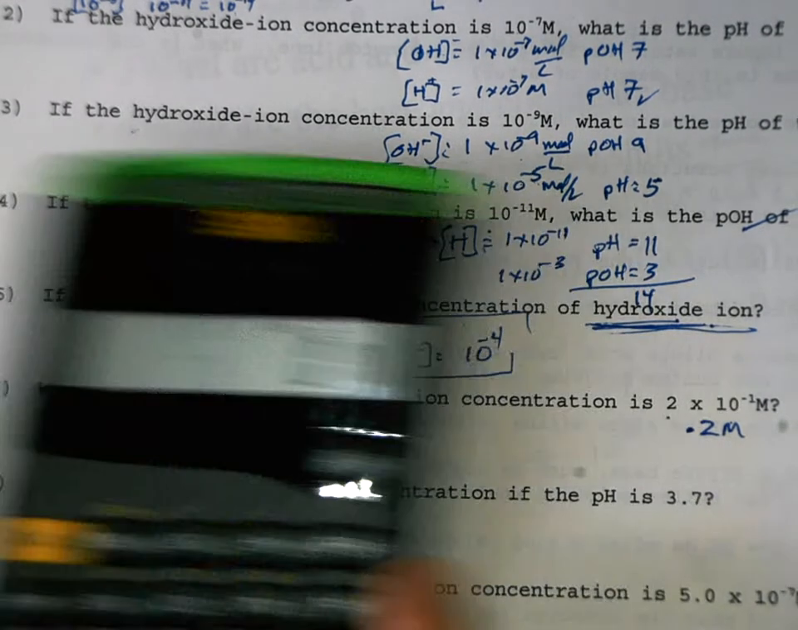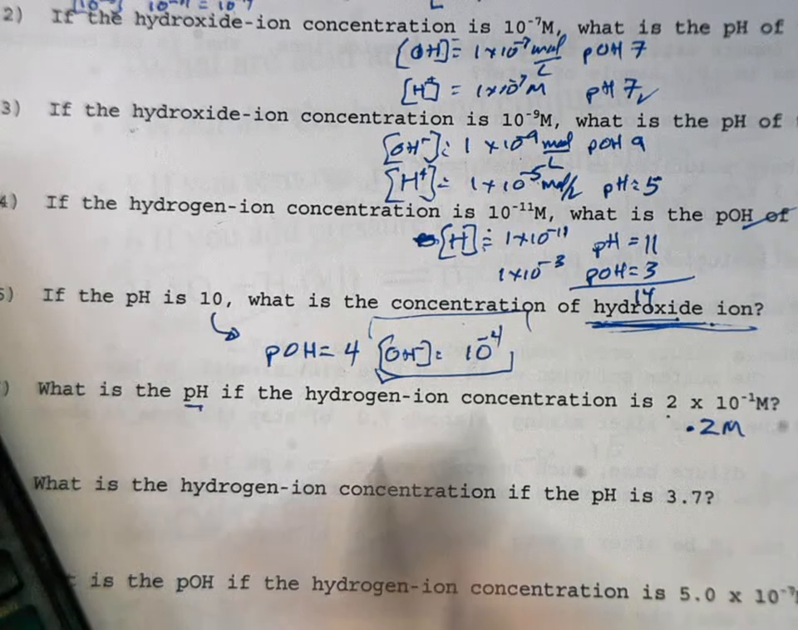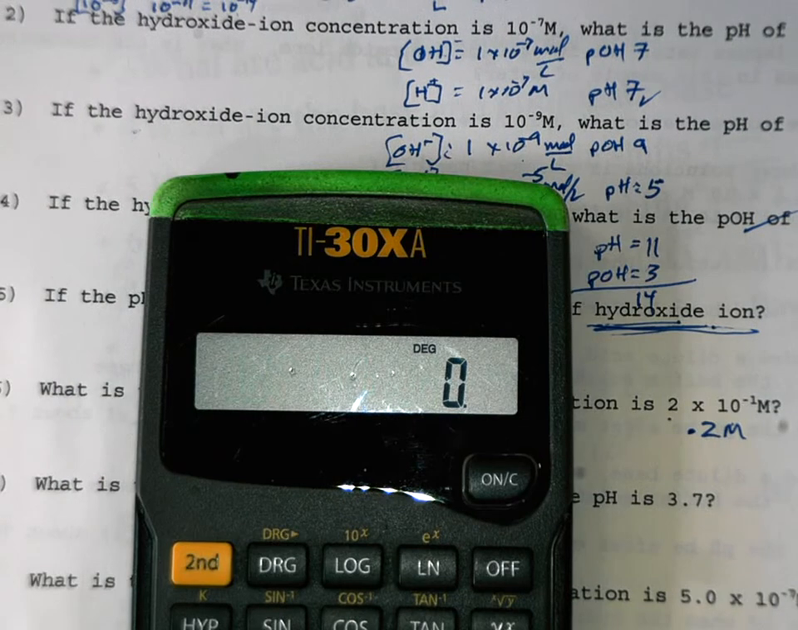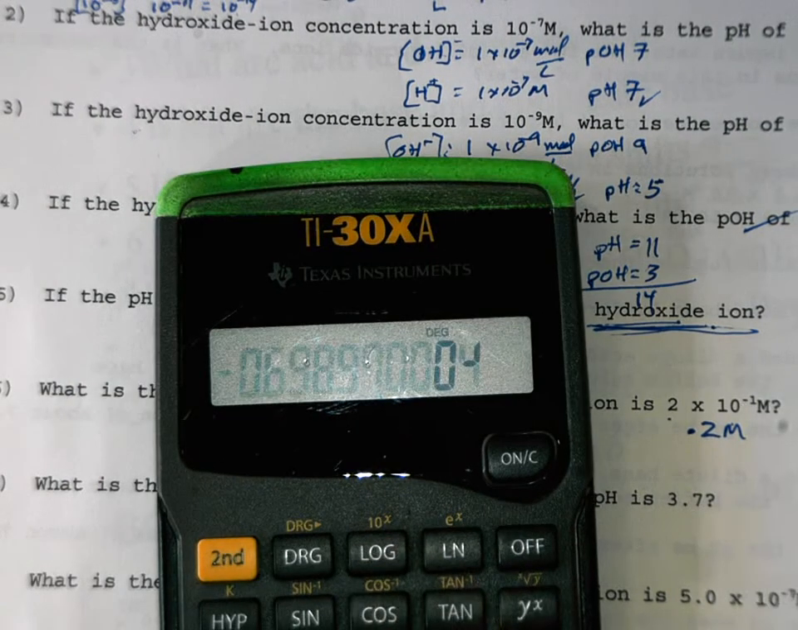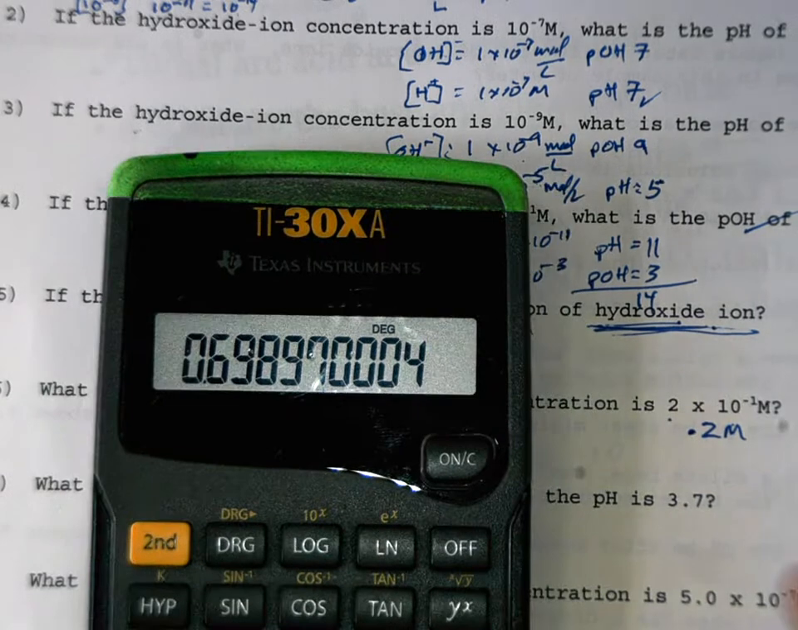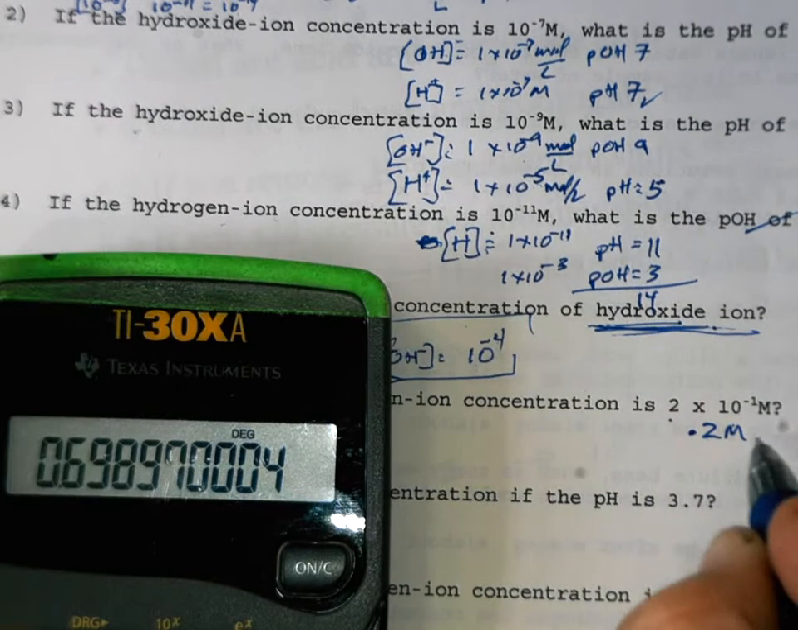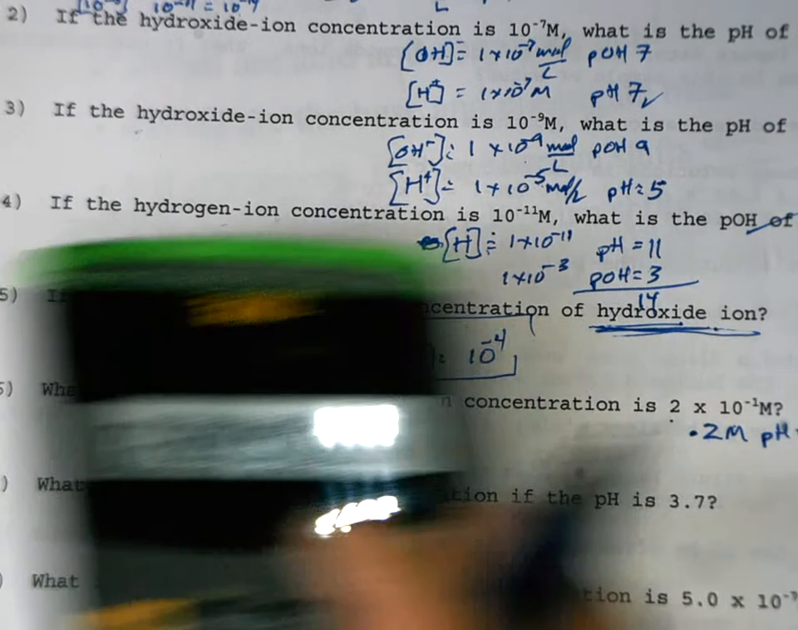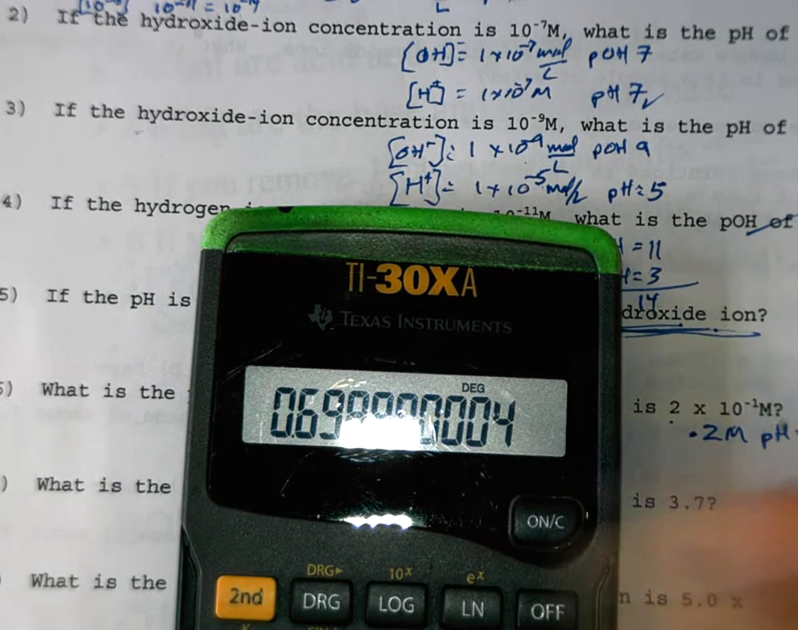Okay, so that's the hydrogen ion concentration, 0.2. Going to hit the log function. Going to change the sign. The pH, is that what we were asking for? Yep. pH would equal 0, I'm going to round it to 0.7.